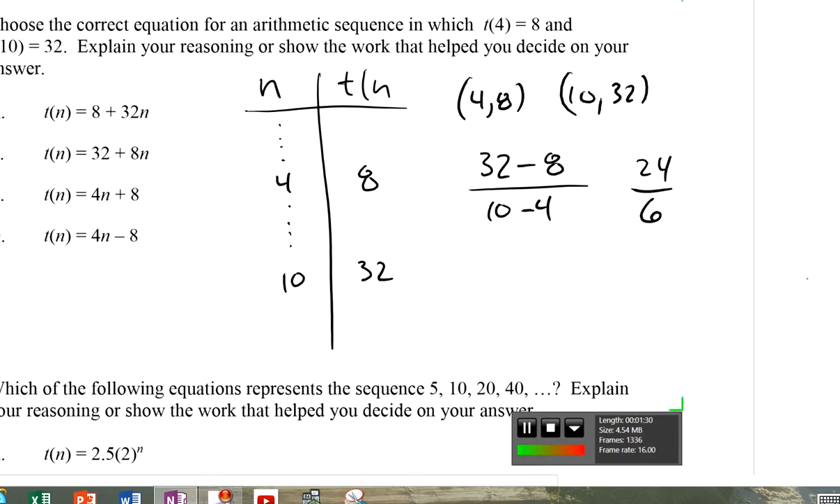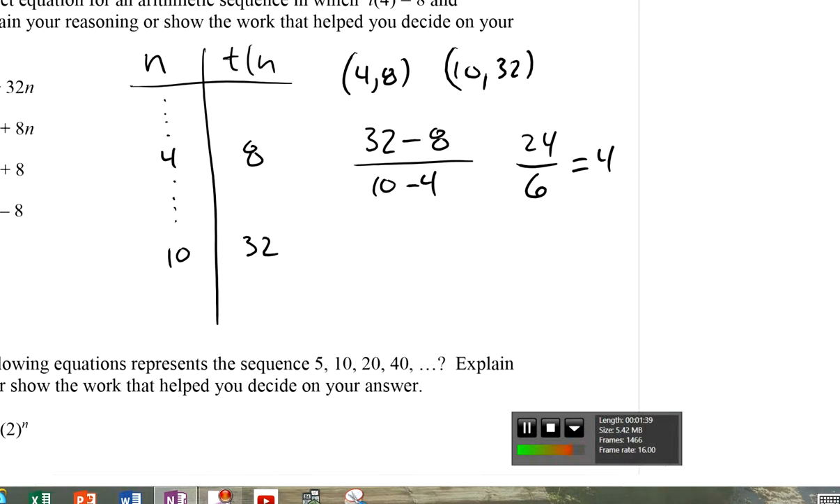And if I reduce that fraction, what do I get? I get 4. So 24 over 6 is equal to 4, so I now know my slope is the number 4. Now, the other thing I need to figure out is my 0th term. Now, I can do it 2 ways, right? I can look at my table, and I can just subtract 4 a bunch of times until I get back to it. Or I can say, let's go this way, y equals mx plus b.